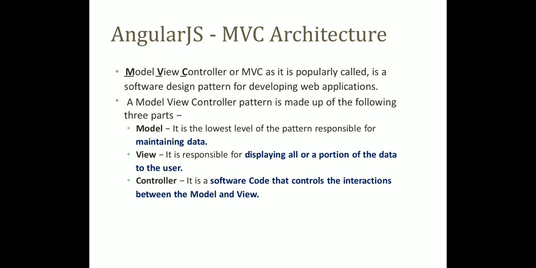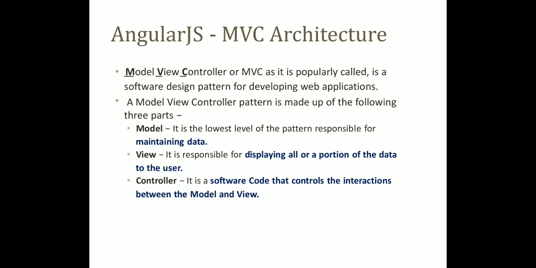It is the lowest level of pattern responsible for maintaining the data, whatever data of that particular software is there, that can be expressed with the model part. Then the second part is view. It is responsible for displaying all or a portion of data to the user. Okay, so view is for display of data. So how much data or which data to be showed to user or which should be hidden from the user, that can be maintained with the view part.